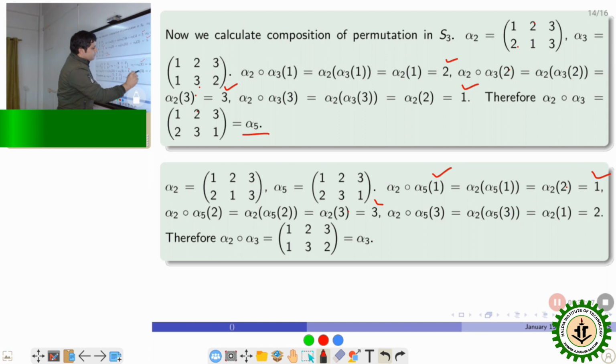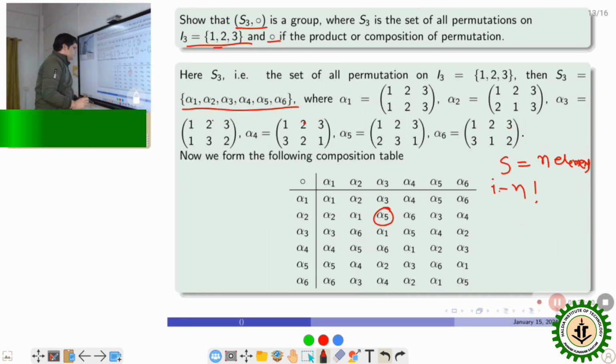Alpha 2 composition alpha 5 of 3 equals alpha 2 of alpha 5 of 3, and alpha 5 of 3 equals 1. Alpha 2 of 1 maps to 2. So therefore, alpha 2 composition alpha 5 maps 1 to 1, 2 to 3, and 3 to 2, and this equals alpha 3. Therefore, alpha 2 composition alpha 5 equals alpha 3. So in this way, similarly, we calculate this composition table.